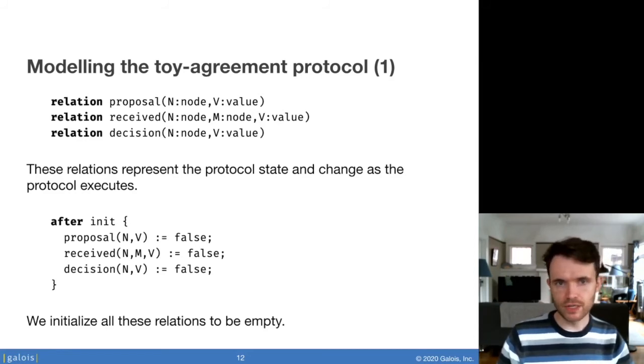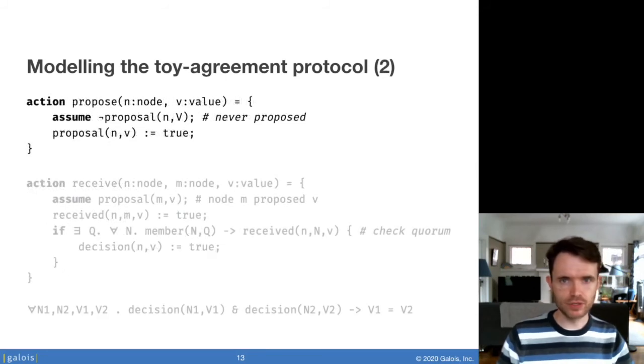The decision relation represents a node deciding on a particular value. We also initialize all these relations to empty. At the start of the protocol, there aren't any proposals, received messages, or decisions. Now we come to modeling the protocol itself.